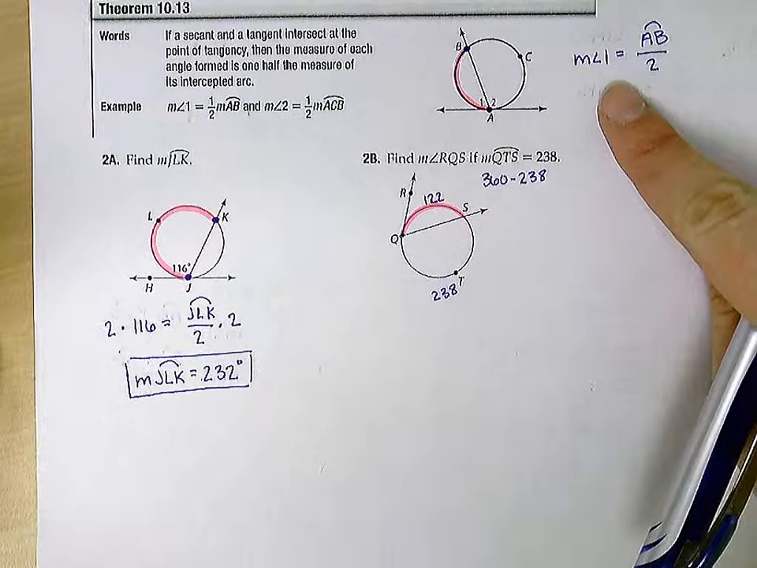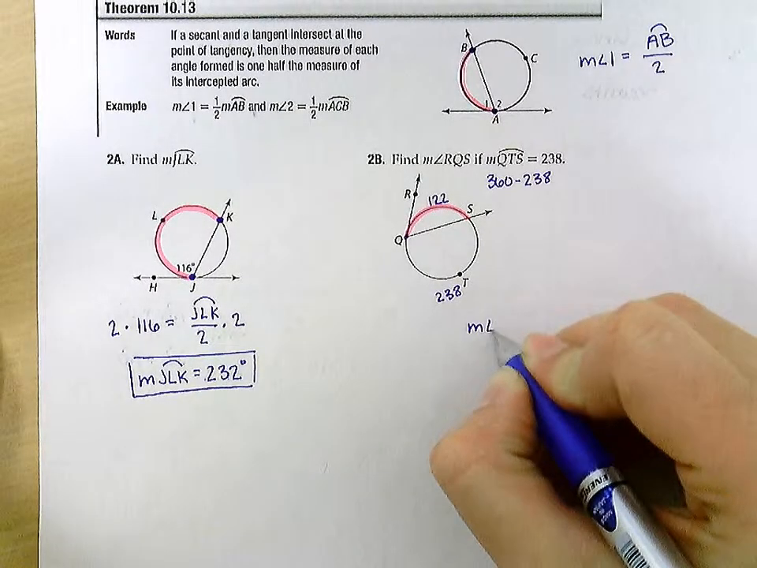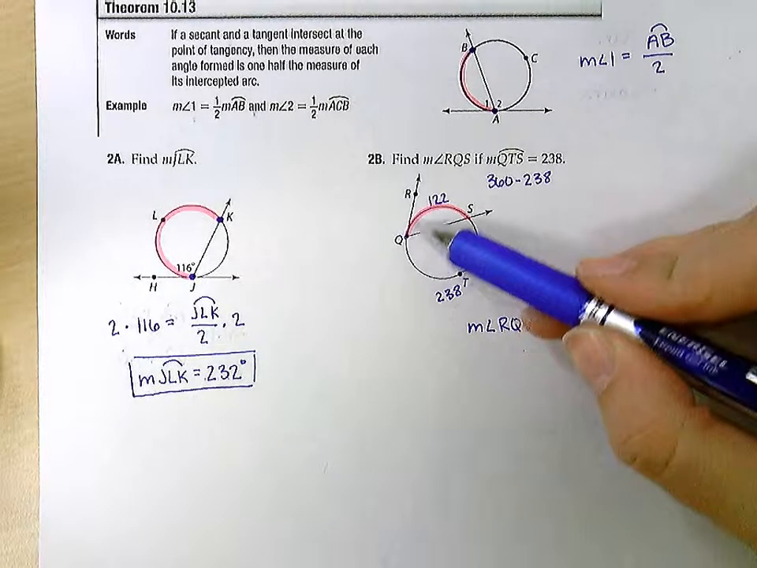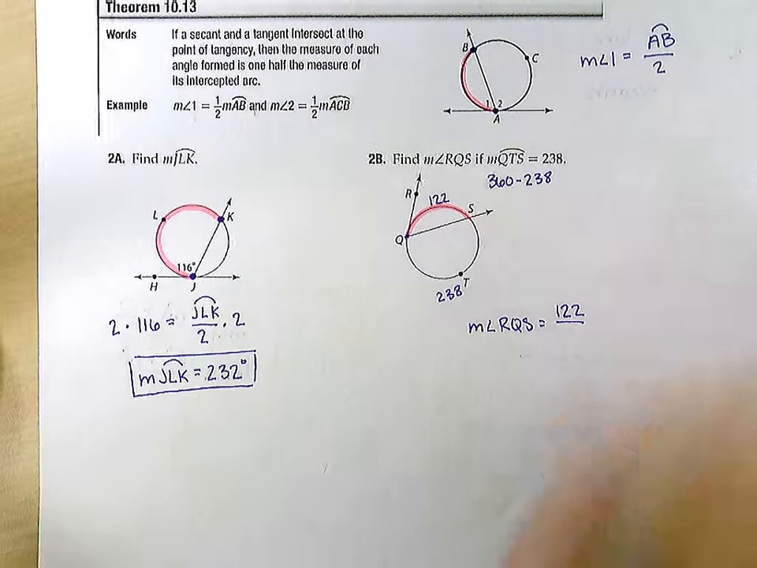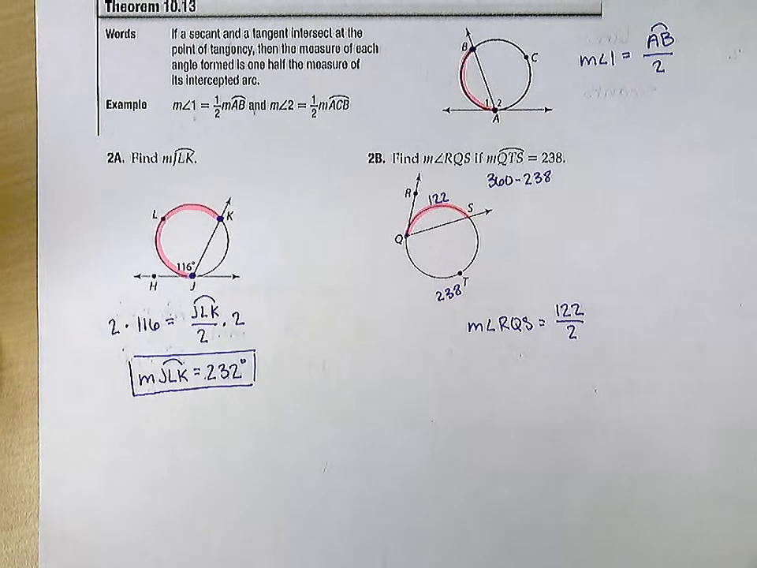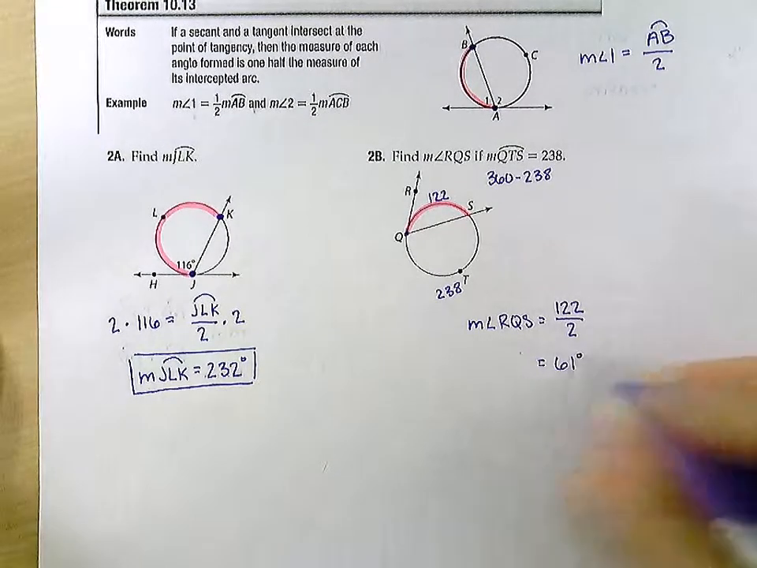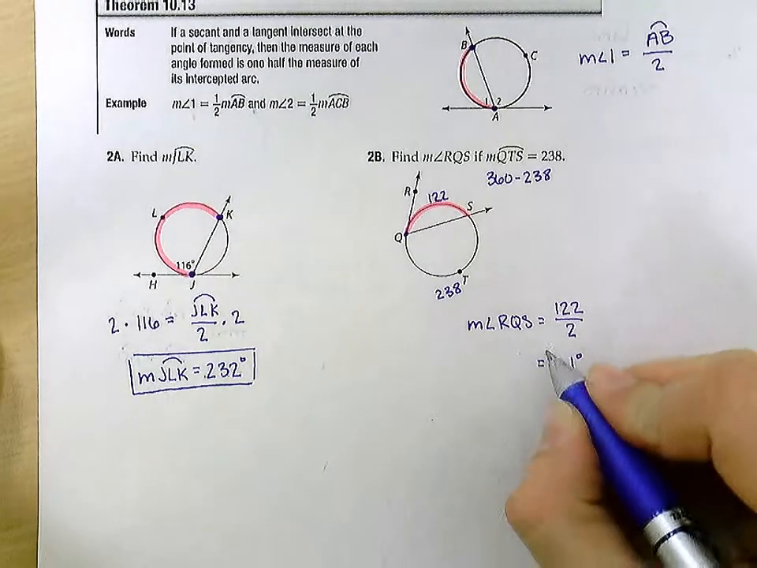So now that I have that arc that's intercepted by that angle, I can use my formula from above. Okay, so to find this angle, the measure of angle RQS, we're going to take our intercepted arc, which is 122, divide it by 2, to get 61 degrees.